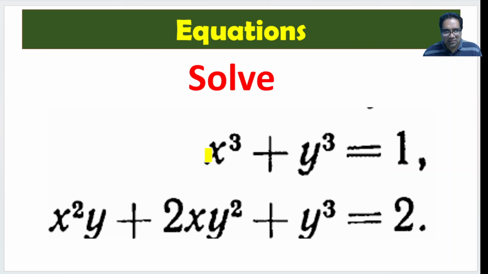By looking at these equations, they look a little difficult, but there are certain hints. What are those hints? These are in cubes. We know a cube plus b cube equals (a plus b) times (a square minus ab plus b square). At the same time, we can see terms of the form a square b, ab square, y cube, etc. So something related to a cube plus b cube, and at the same time a square b plus ab square, etc.